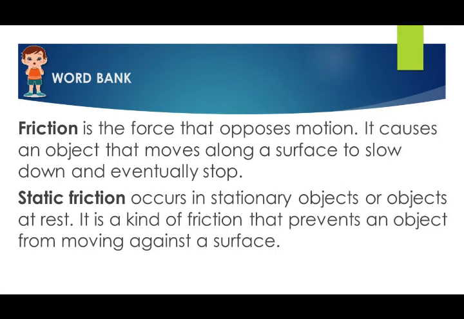Friction is the force that opposes motion. It causes an object that moves along a surface to slow down and eventually stop. Static friction occurs in stationary objects or objects at rest. It is a kind of friction that prevents an object from moving against a surface.